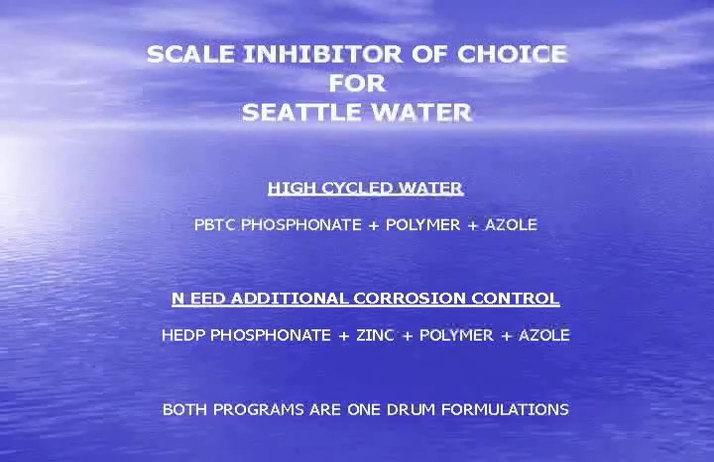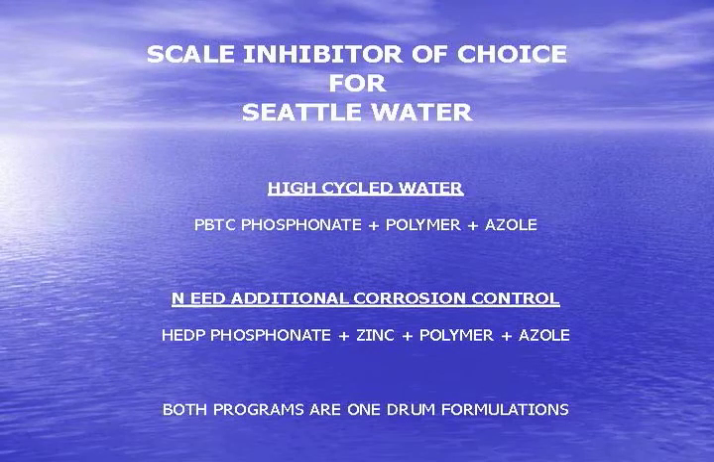If you find that you need additional corrosion protection, if you choose not to run 15 cycles, or even at 15 cycles you still see some corrosion you don't like, the other program is what they call HEDP phosphonate plus zinc, and then polymer and azole. Now some municipalities restrict zinc, so you need to be aware of that in case that's a problem up here. But basically the zinc is a cathodic inhibitor. It basically forms a cathodic barrier on the steel surface to help protect against corrosion.